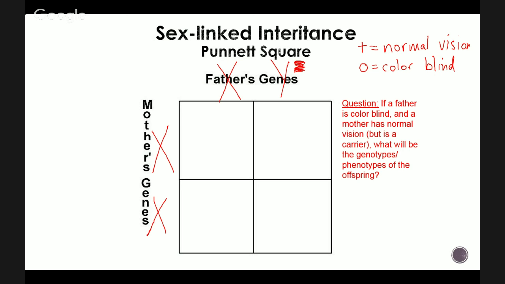So the father is colorblind. So what will we use, the O or the plus? It'd be X with the O, and I'll just put a superscript here. Know that the father is colorblind. The mother has normal vision, but she's a carrier. So what will we put for hers? X plus, and X. Is everyone following me on that? Good?